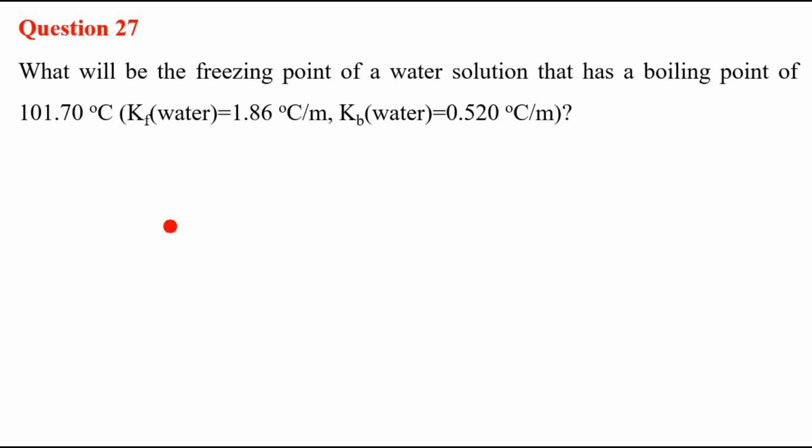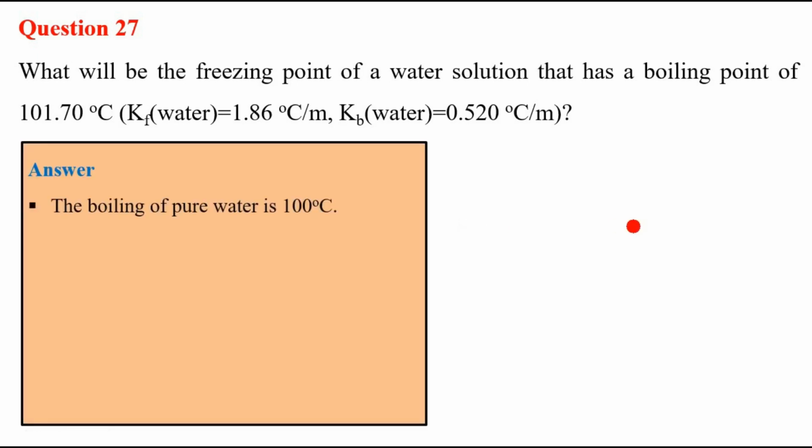If you have a boiling point of 101.7, in this case, you have the delta Tb, the change in temperature for boiling point, because the normal boiling point of water is 100. If it is 100 and 101.7, that means the difference is 1.7 degrees Celsius. The Kf you have, the Kb we have. Then we can determine the molarity of the solution by using the formula.